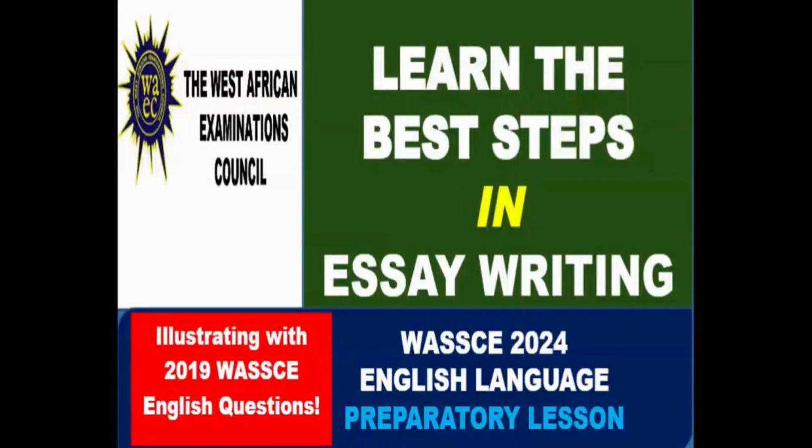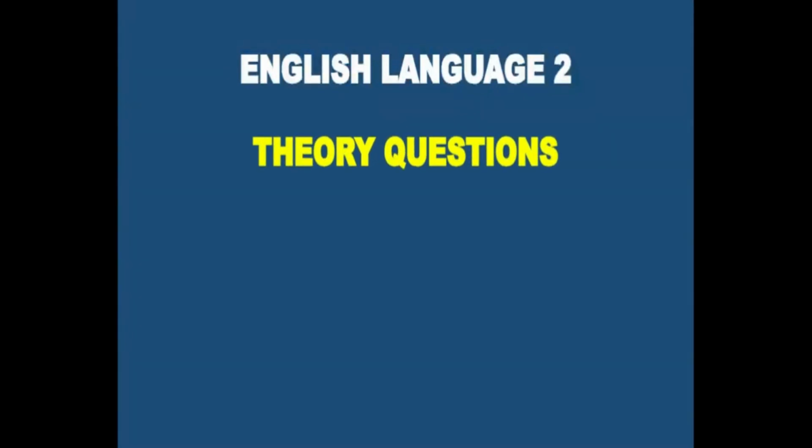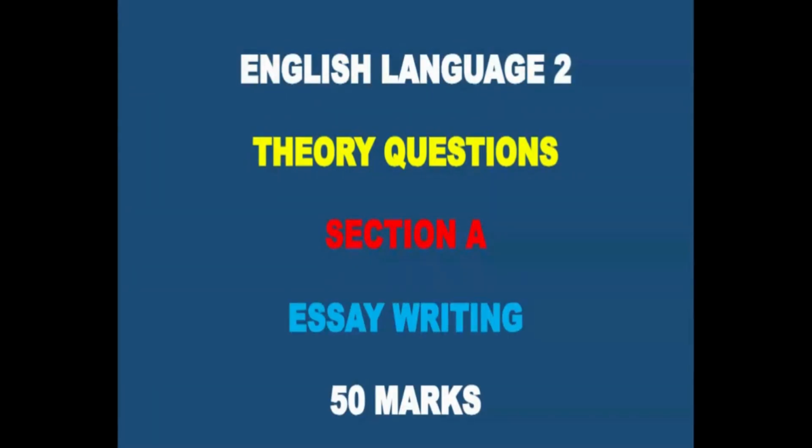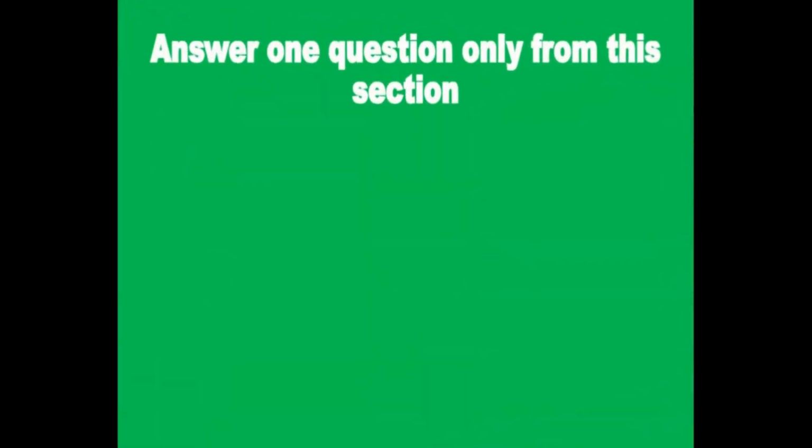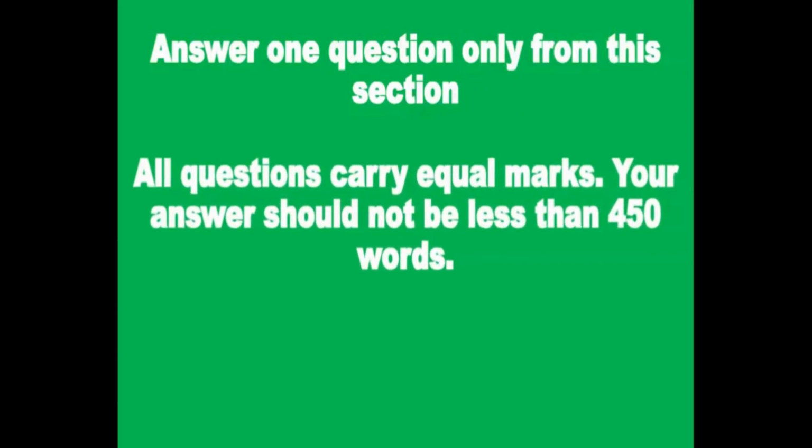Let's dive right in. In the West African Senior School Certificate Examination, essay writing questions appear in Section A of the theory questions. Of course, it is the English language 2, and it carries 50 marks. In this section, you are required to answer one question only, and all questions carry equal marks, 50 marks precisely.